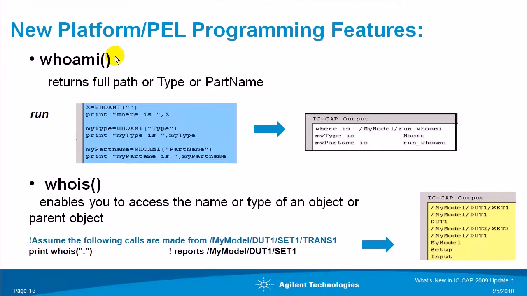In the programming area, new PL functions such as whoami and whois have been added to make programming more efficient. The function whoami returns the full path of the current macro or transform. The function whois returns the name or a type of an object.